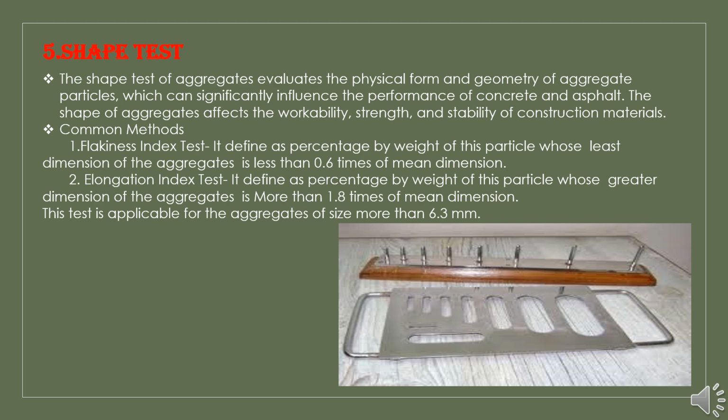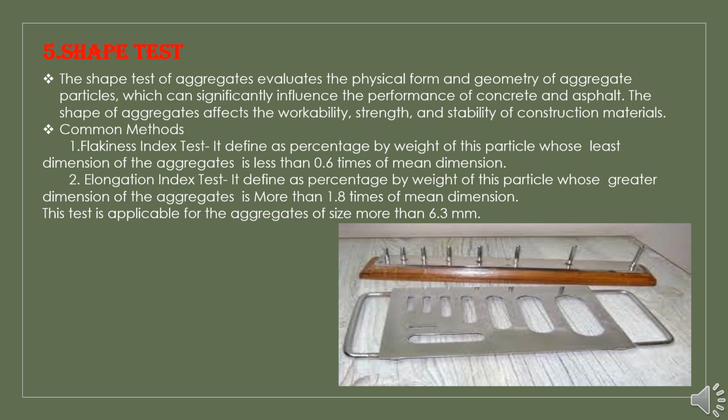Our next test is shape test. The shape test of an aggregate evaluates the physical form and geometry of aggregate particles, which can significantly influence the performance of concrete and asphalt. The shape of the aggregate will affect the workability, strength, and stability of the construction materials. There are mainly two common tests to determine the shape: flakiness index test and elongation index test.